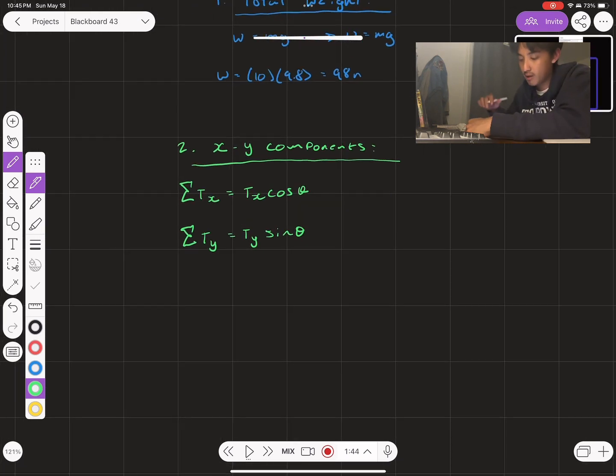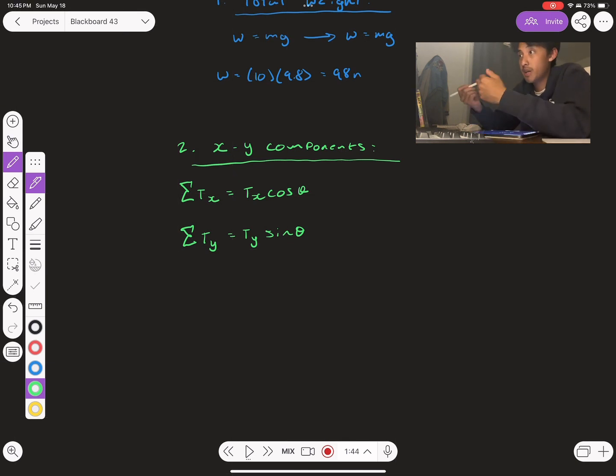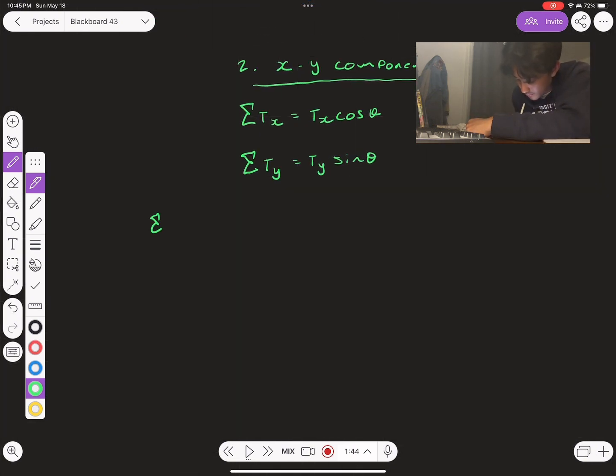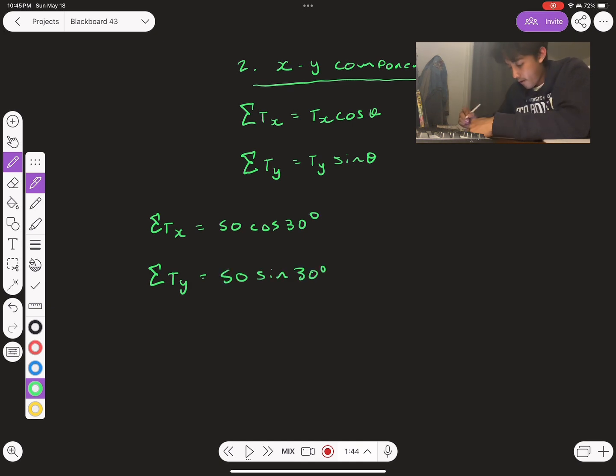Now from this question, we know that the box is being pulled by 50 newtons. So that will be the tension. So Tx is equal to 50 cos 30 degrees, and Ty is equal to 50 sine 30 degrees. Now we just input this into our calculator. 50 cos 30 is equal to 43.3 newtons, and 50 sine 30 is just 25.